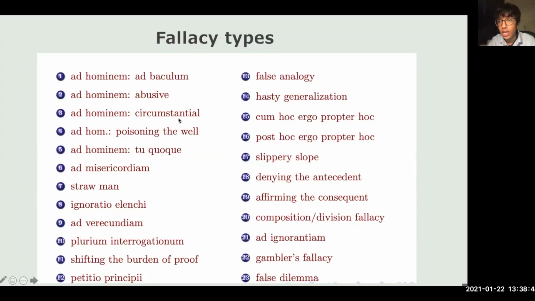All right, so these are the different types of fallacies. There are 23 of them. We'll be going through them one by one, and a few of them are more important than the others, so they're marked with a star on top.